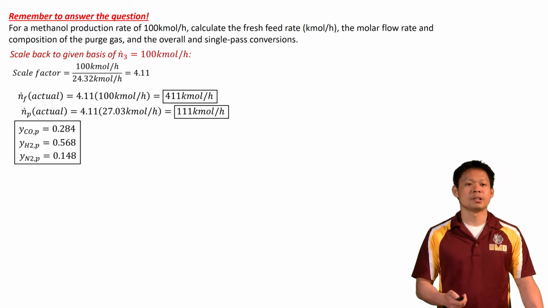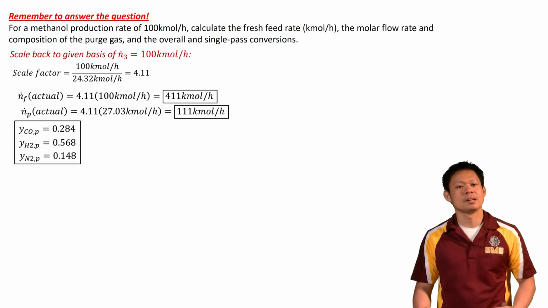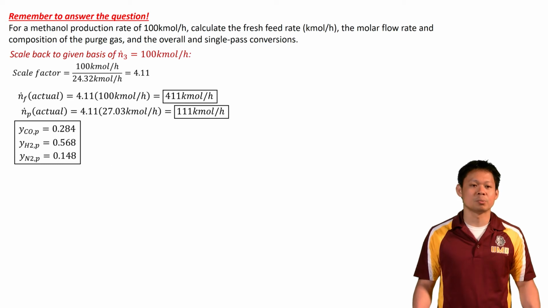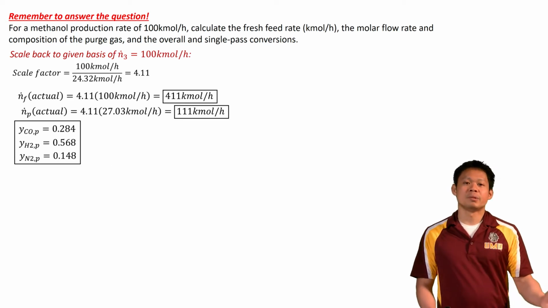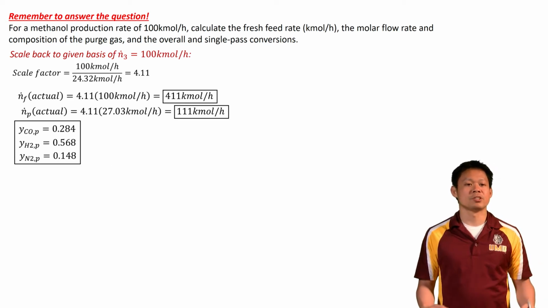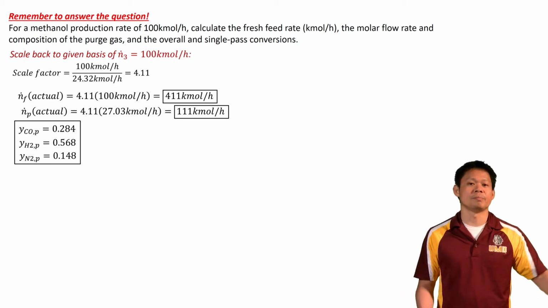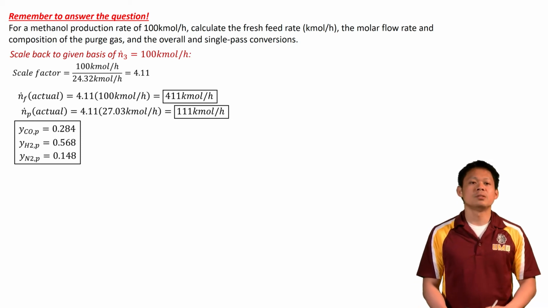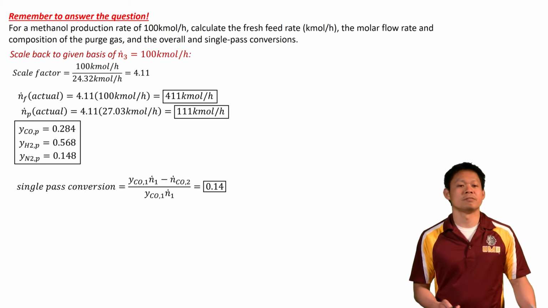In terms of the purge gas composition and the molar flow rate, we'll scale the flow rate up by 4.11 times. So the purge flow rate is 111 kilomoles per hour. Recall that when we scale a process up, the mole fractions do not change. So there's nothing to do with the mole fractions. These are what we got from solving the problem, and they're going to be the same even after we scale up the entire process. Then we need to look at the overall and single pass conversions.